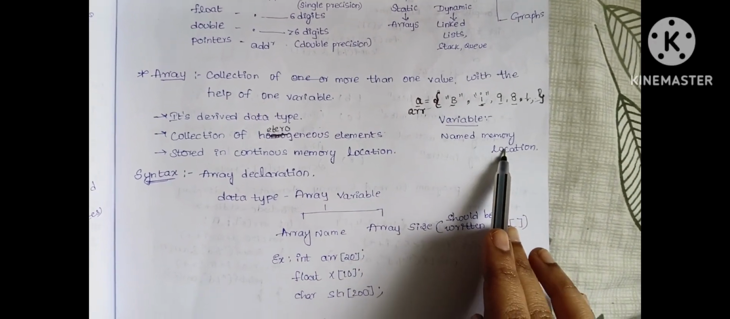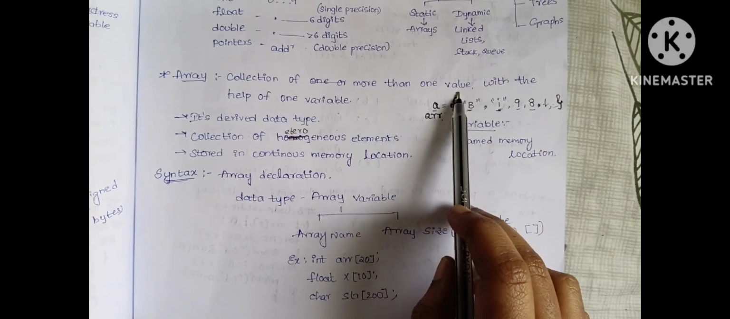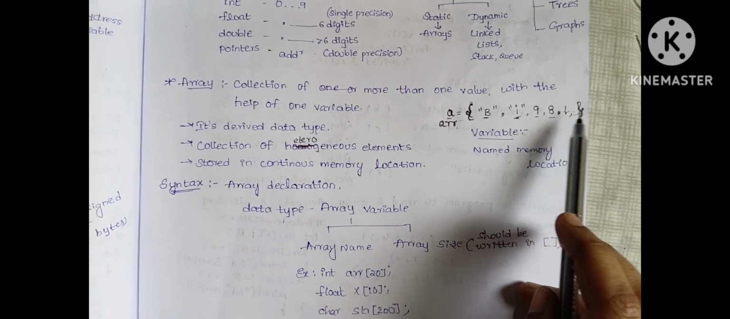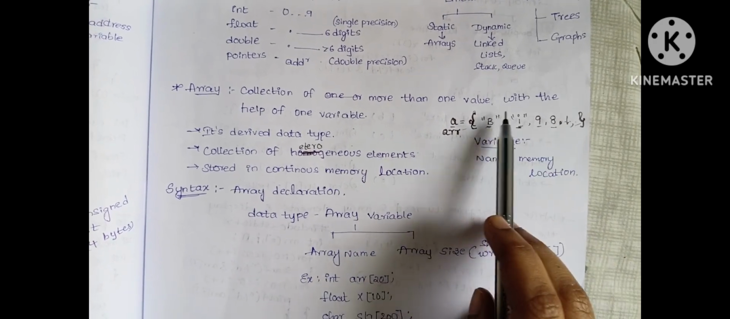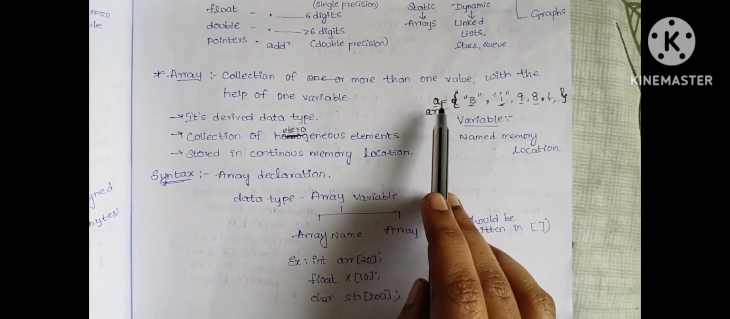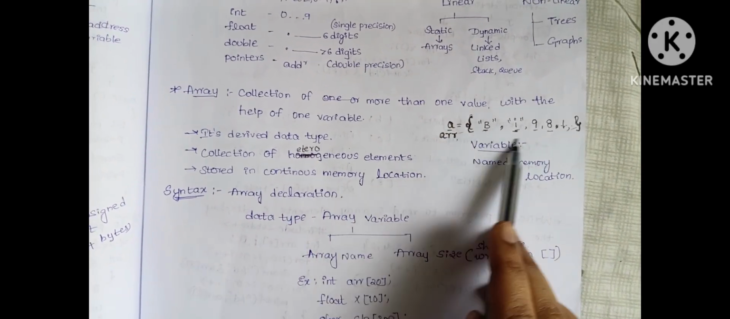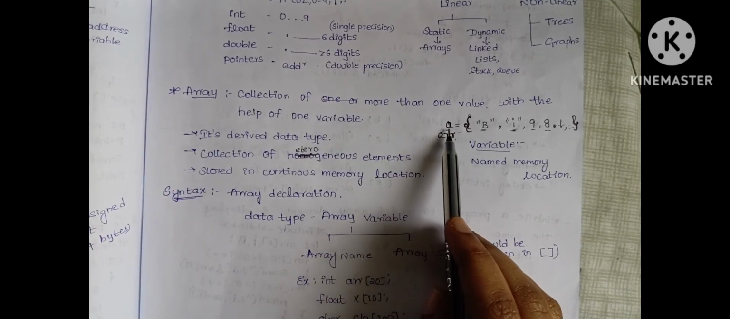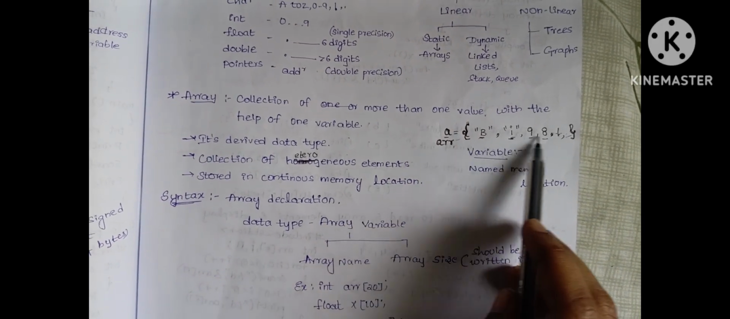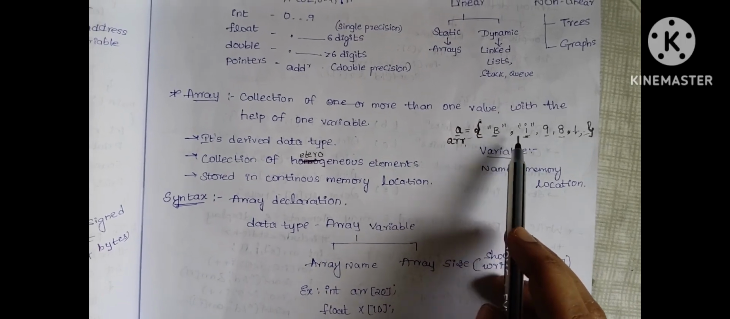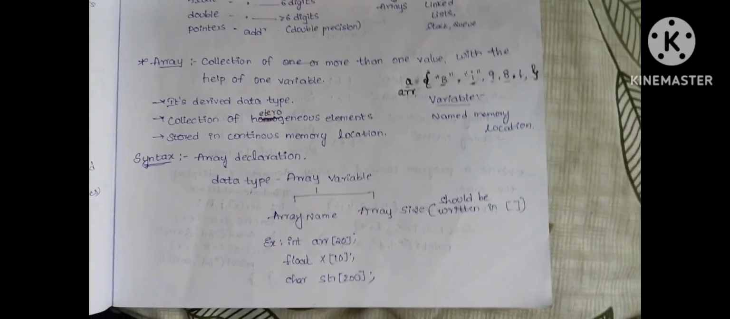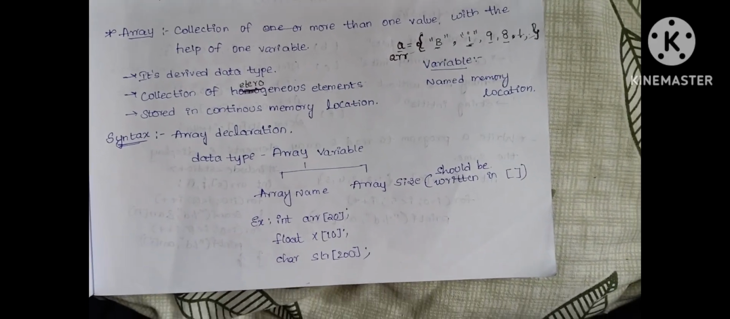See why it is called named memory location: this is the location where we are storing all these data, right? So this is known as memory location. All this data is named as A, right? So it is called a named memory location. If we call this name in your coding part, it will be accessible to all these data, right? That is why it is called a named memory location. This is your introduction of arrays and declaration.